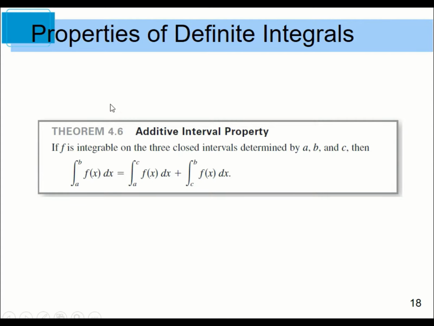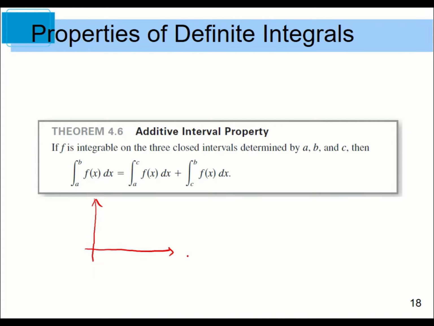Now the next property of definite integrals: if we integrate a function from a to b, and c is between a and b, then this is equivalent to integrating the function from a to c plus integrating the function from c to b. We can use a graph to explain this.